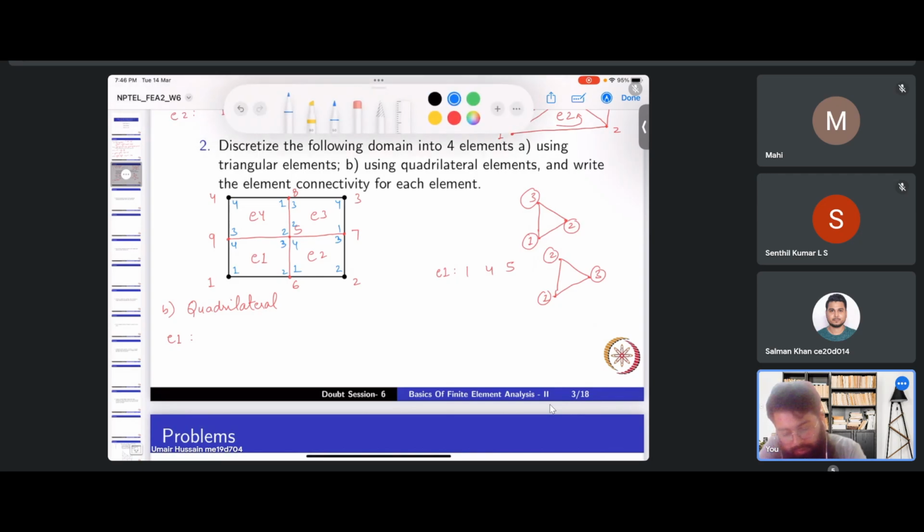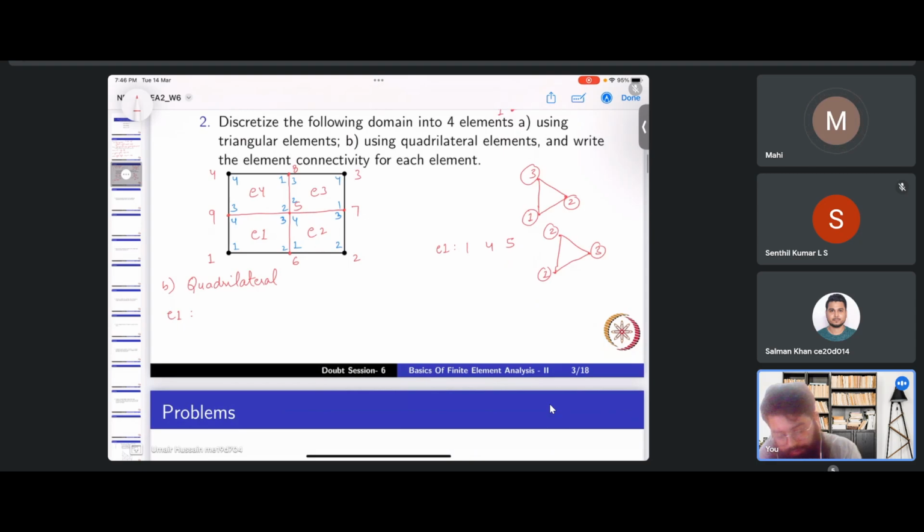Okay, so can anyone answer? How do we write the connectivity for element 1? 1, 2, 3, 4, sir. That's local node number, but in terms of global nodes, 1, 6, 5, 9. Yes, yes. Nice, very good.